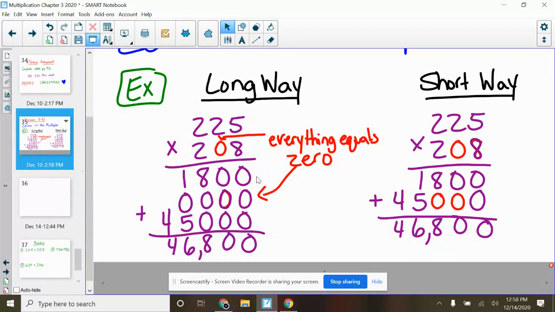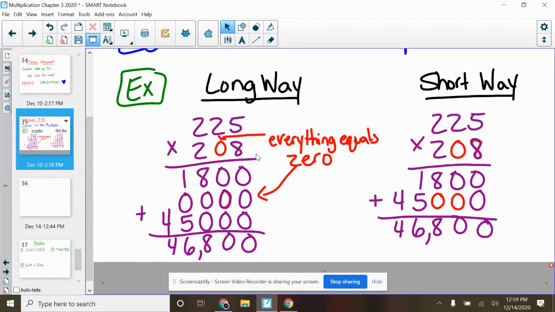But if I add it all together, my 1s add up to 0, my 10s add up to 0, my hundreds add up to 8, my thousands add up to 6, and then my 10,000s add up to 4. So my final answer becomes 46,800. And that's what we call the long way of solving this problem, which is exactly how you were taught to do it yesterday with 3-digit multiplication.